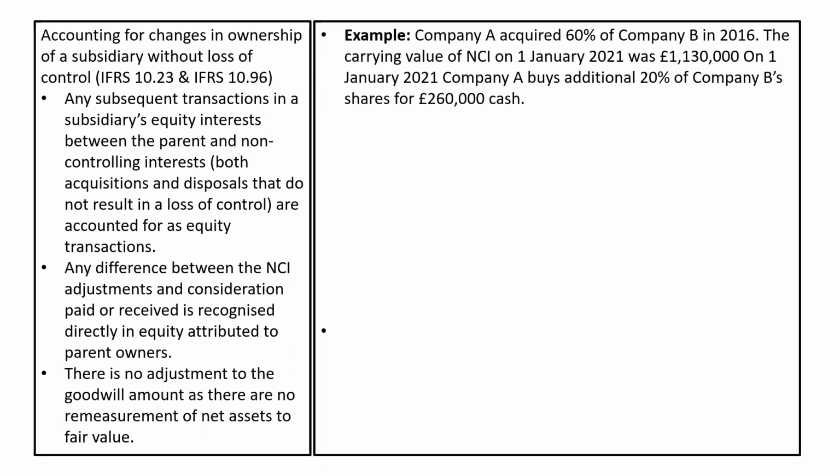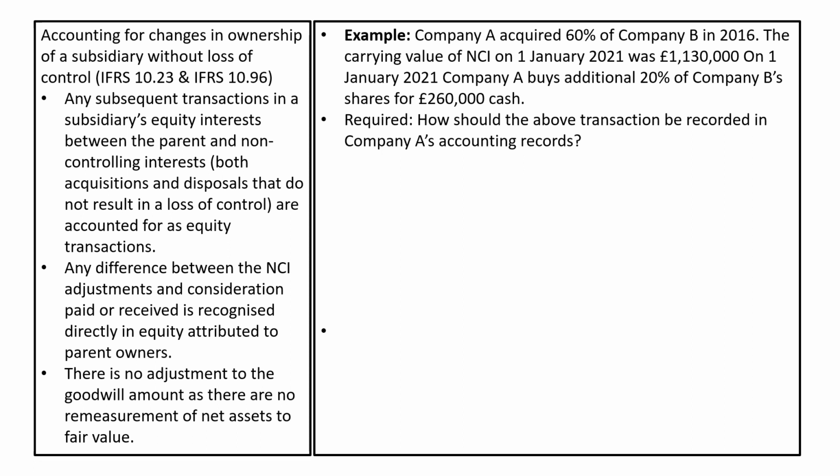Let's look at an example. Company A acquired 60% of Company B in 2016. The carrying value of the non-controlling interest on 1st of January 2021 was 1.13 million. On 1st of January 2021, Company A buys an additional 20% of Company B shares for 260,000 cash. So required, how should the above transaction be recorded in Company A's accounting records?